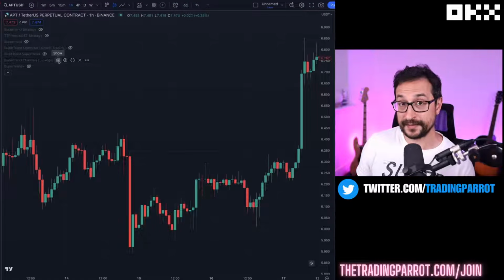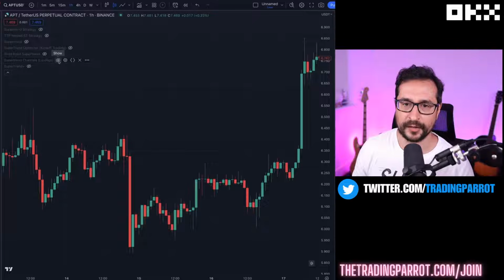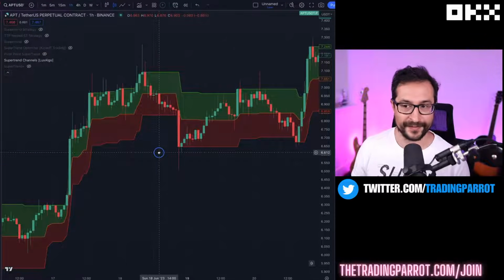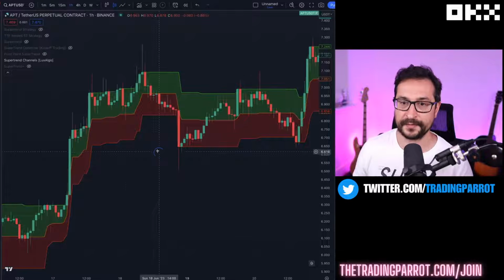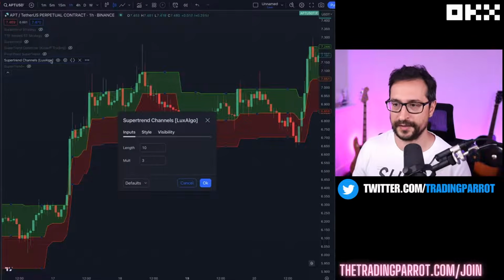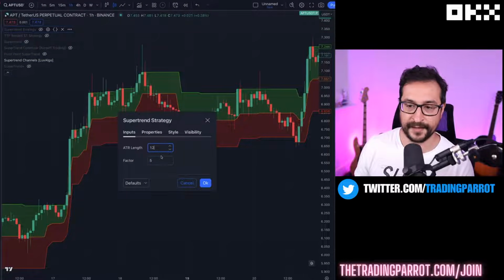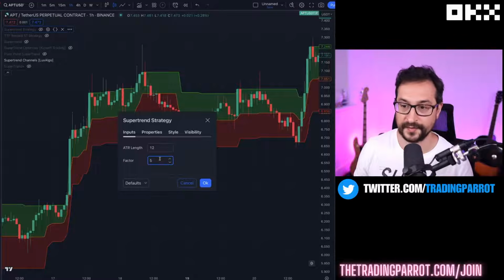The first alternative version of Supertrend that I'm going to show you is this one from LuxAlgo. It's called Supertrend Channels. In principle, it looks very different, but it is nothing but another version of Supertrend. So what's the difference? You can still put the length, you can still put the multiplier, which coincides with the ATR length and the factor. They are just the same things.